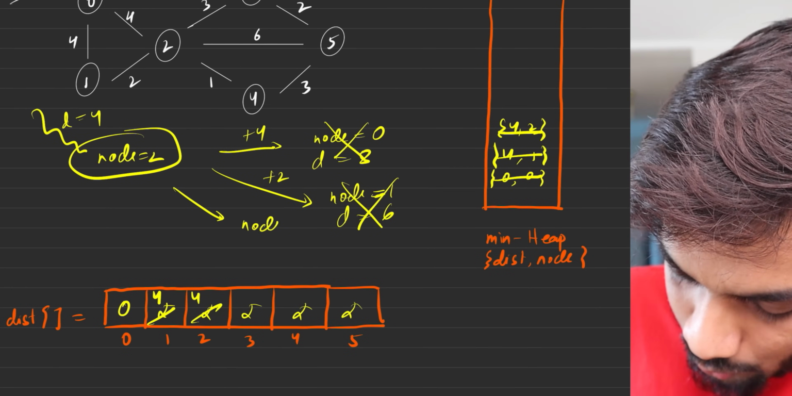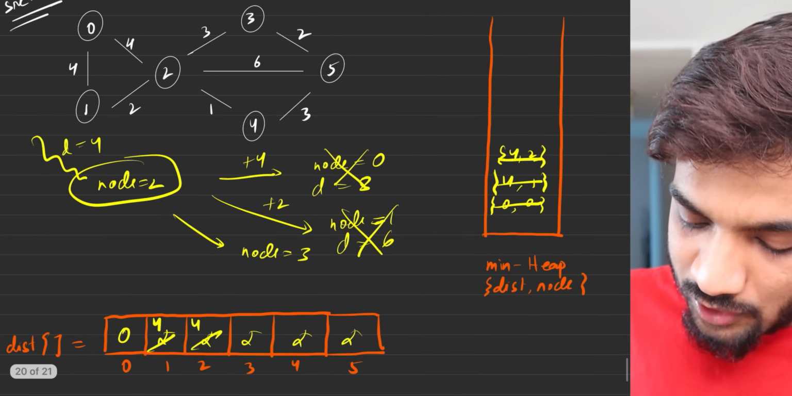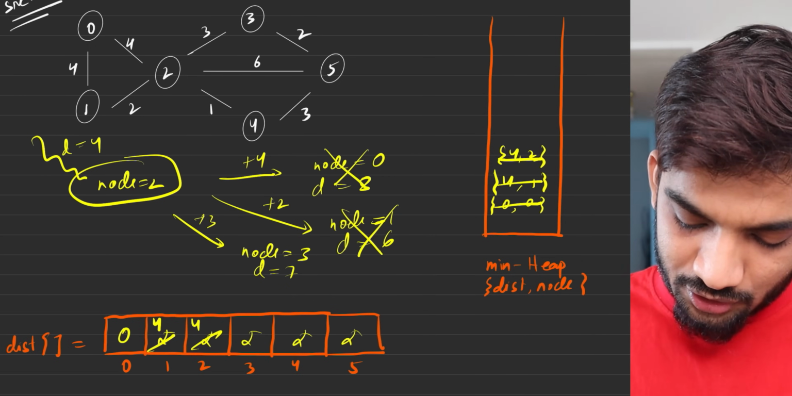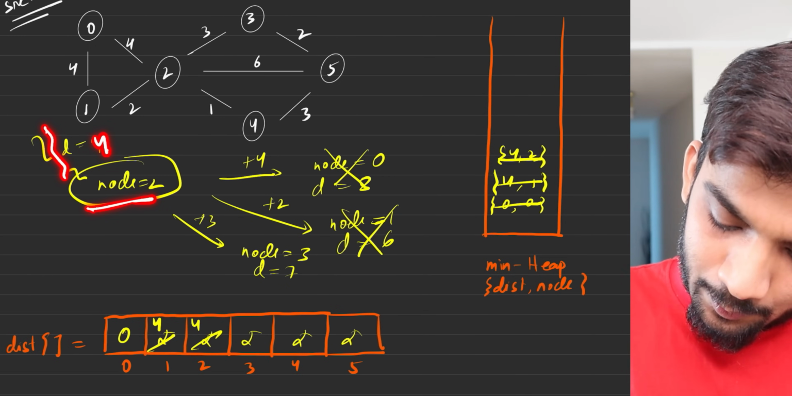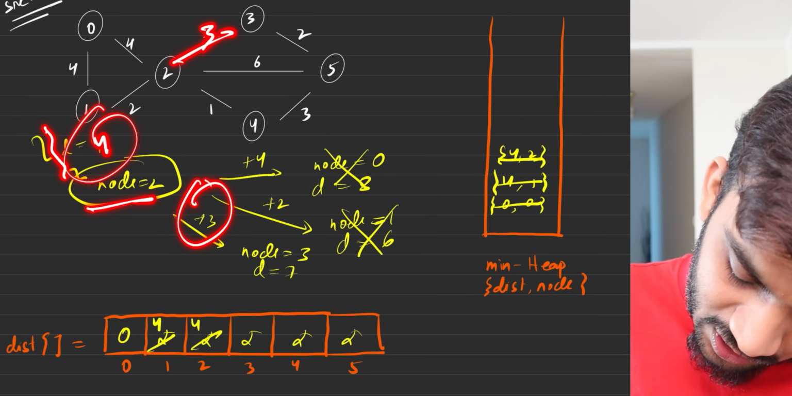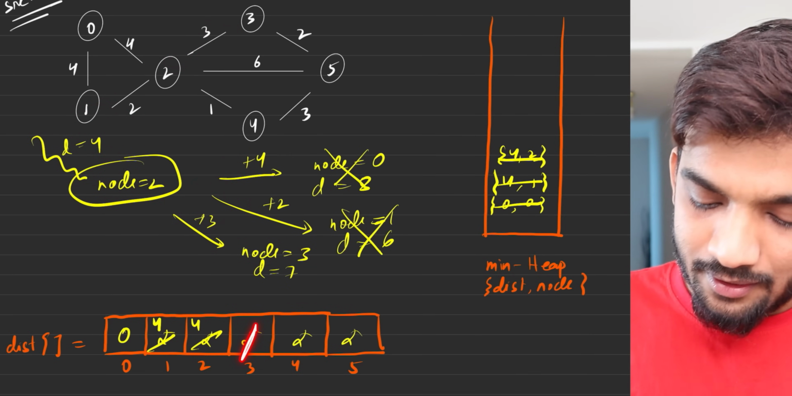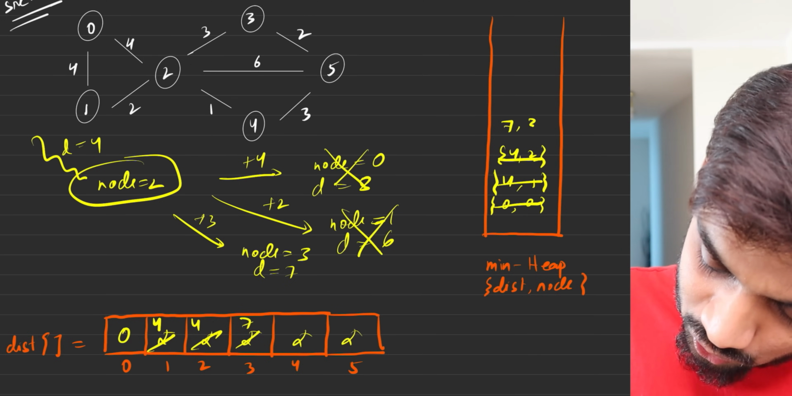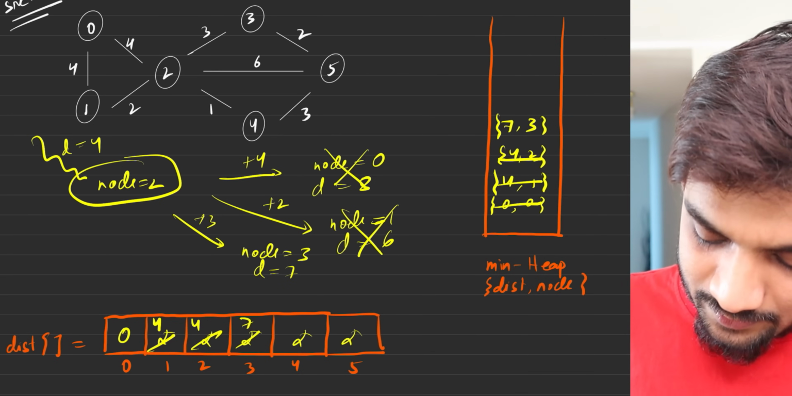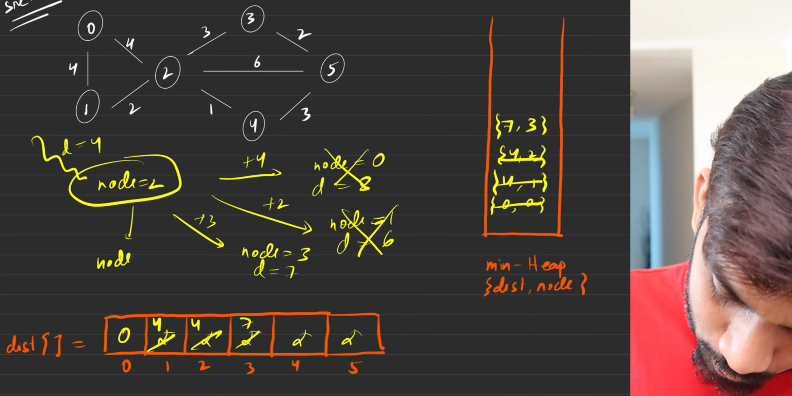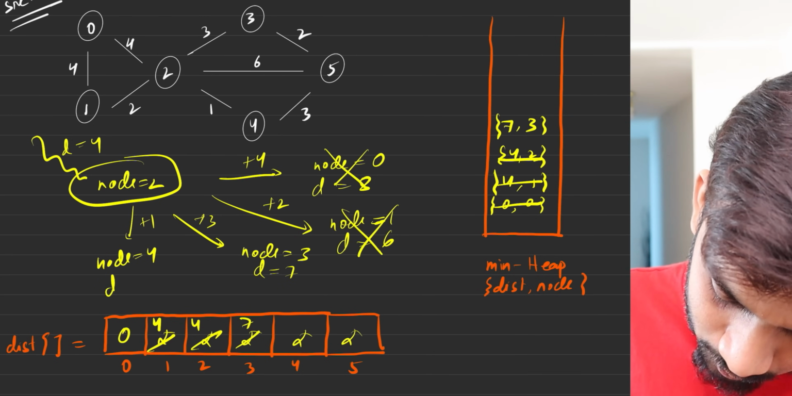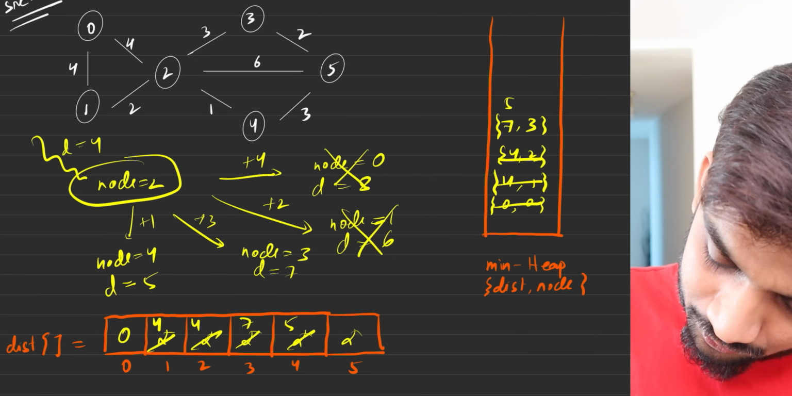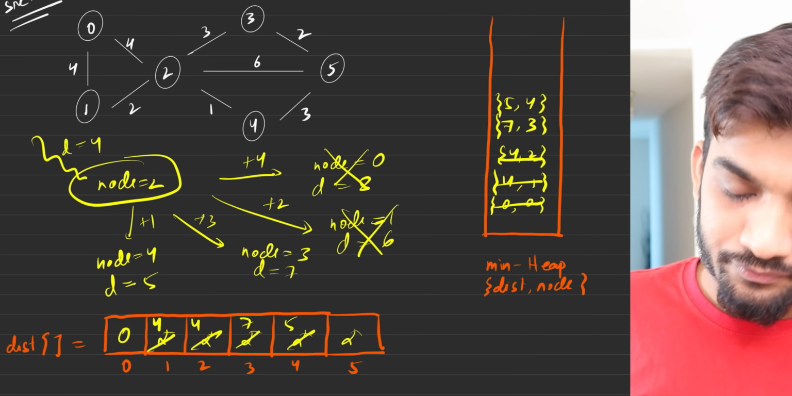Next, I'll try to go to node 3, which will take me plus 3, which will make me the new distance 7. Understood? Previously took 4. From 2 to 3, 3. 4 plus 3, 7. 3 is infinite. Someone better. 7 better. So 7 comma 3. We got someone better. Next, I'll also try to go to node 4 by taking a distance of 1, which will make a total distance of 5. Again to be considered. 5 comma 4.